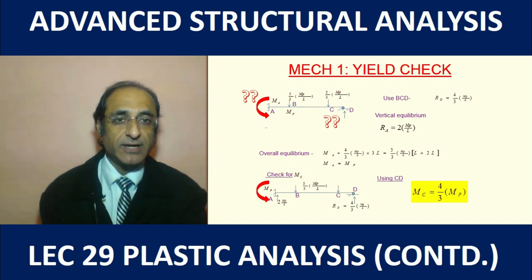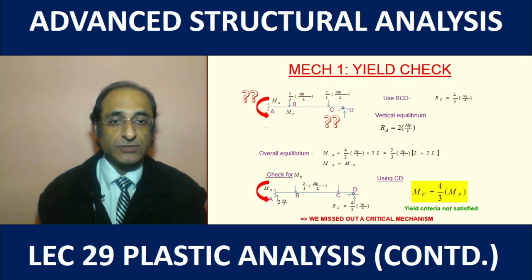So this means that the yield condition is not satisfied. That means this is not the true failure mechanism. But where is the failure mechanism? So let's again do a critical check by inspection.